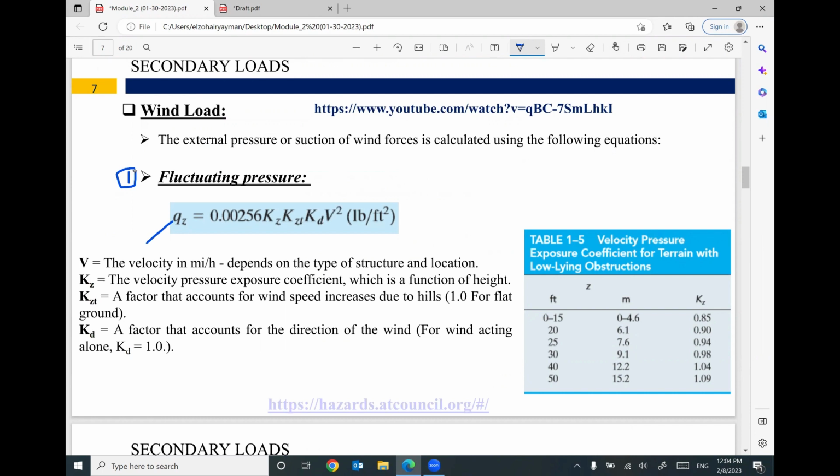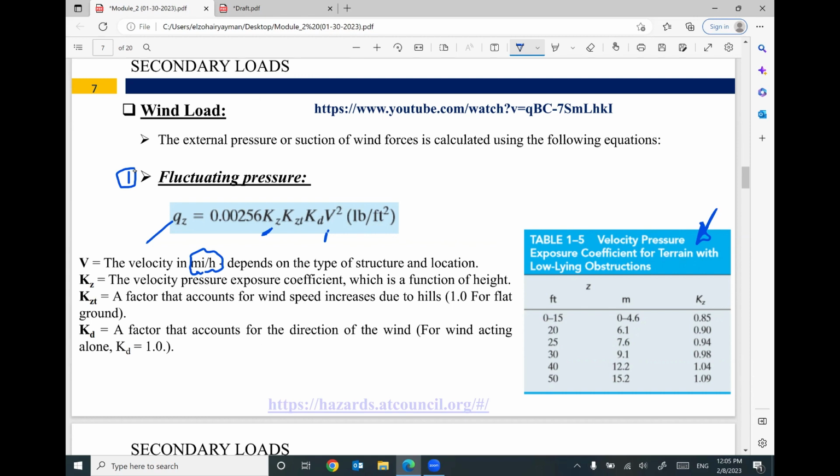Qz equals 0.00256 Kz, Kzt, Kd, V squared. We have different parameters, but the most important parameter is Kz, which depends on the height of your building, based on this Table 15, and V squared, which is the velocity of the wind in miles per hour.